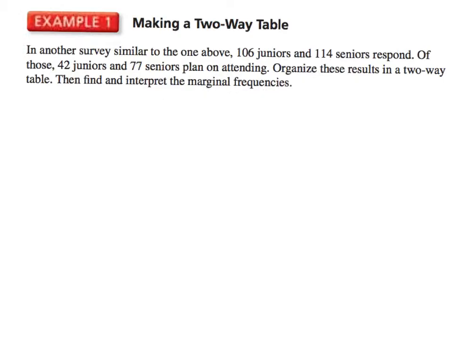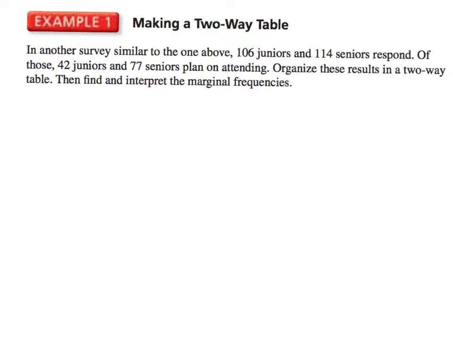Example 1. In another survey similar to the one above, 106 juniors and 114 seniors responded. Of those, 42 juniors and 77 seniors plan on attending. Organize these results in a two-way table. Then find and interpret the marginal frequencies.